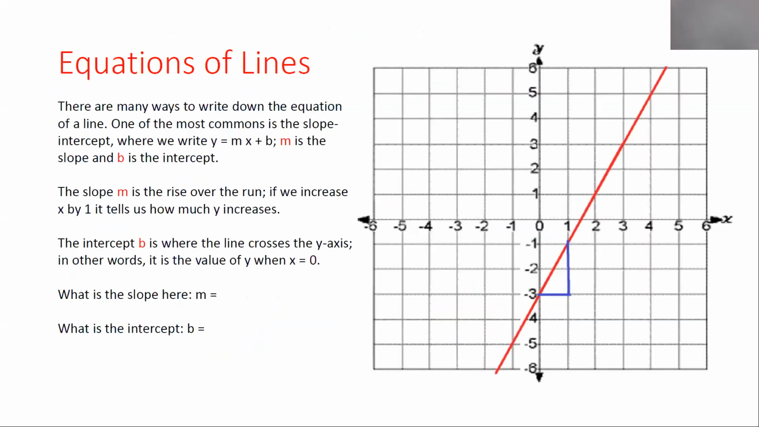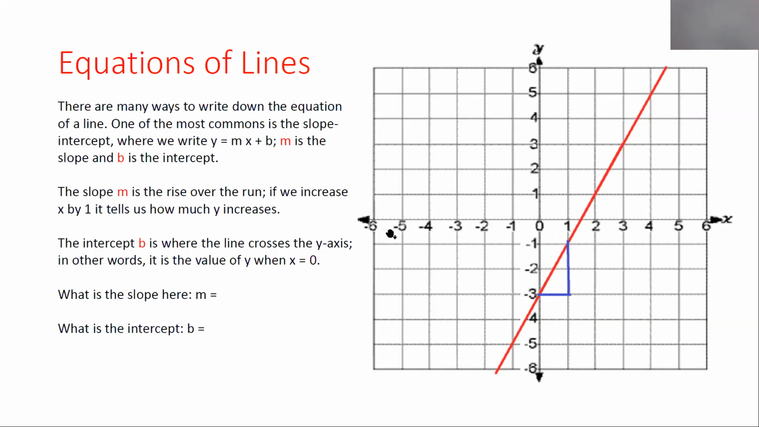Right, so now we're going to do equations of lines. Have you seen equations of lines? Like rise over run. There are many ways to write down the equation of a line. So this is a nice coordinate grid. The most common way to write a line is called slope-intercept. We write y equals mx plus b, where m is the slope and b is the intercept. The slope is, if I increase x by 1, how much does y increase by?